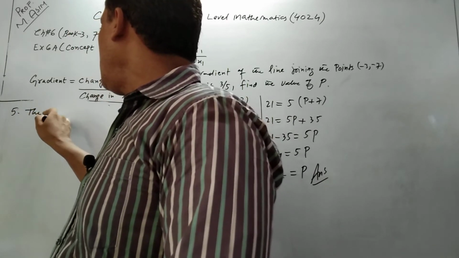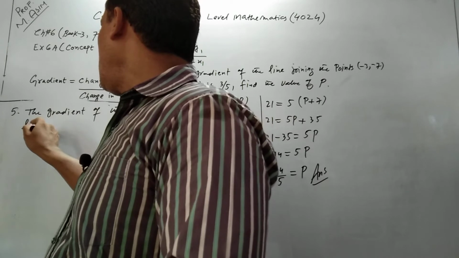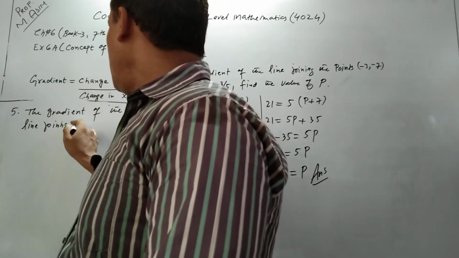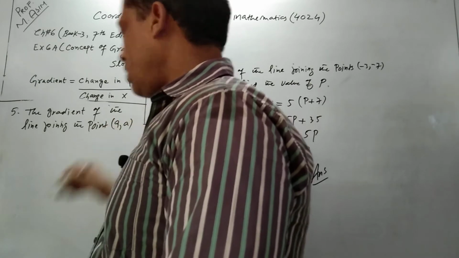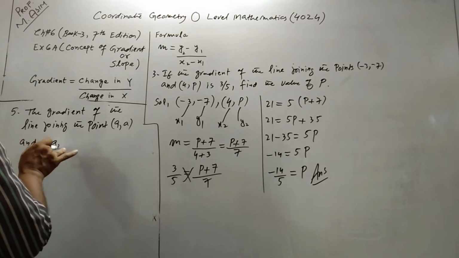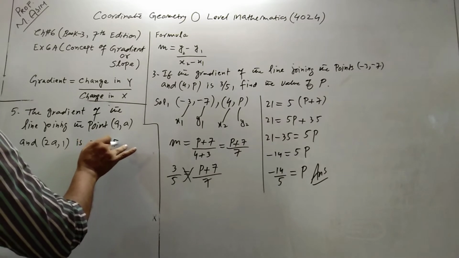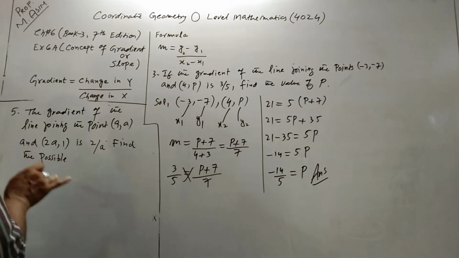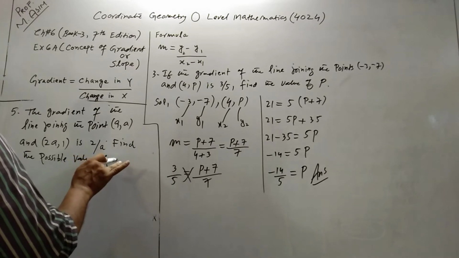The gradient of the line joining the point 9 comma A and 2A comma 1 is 2 upon A. Find the possible values of A.